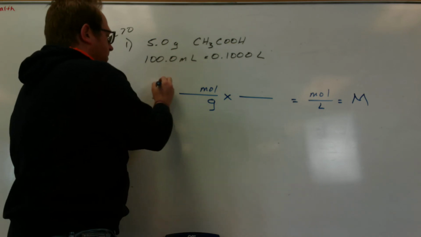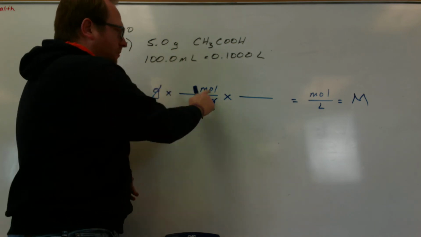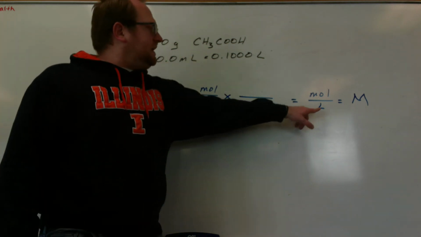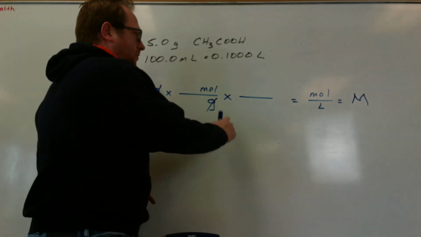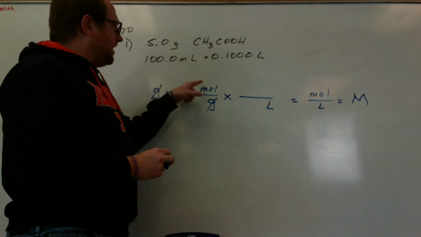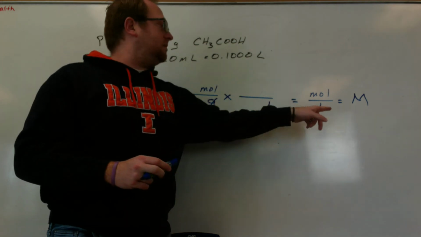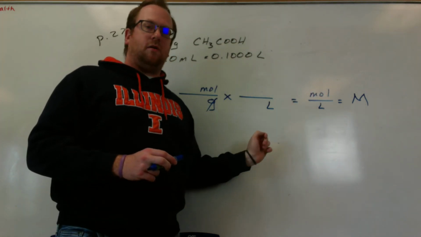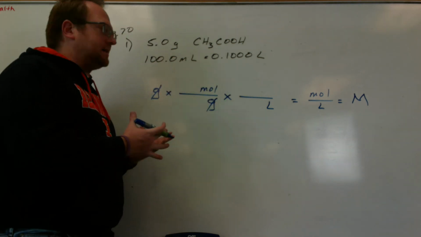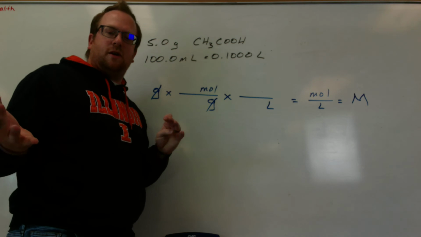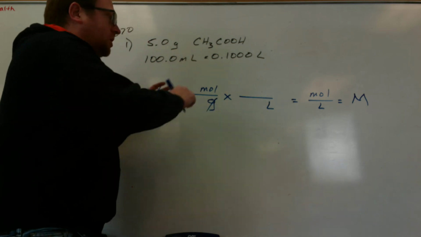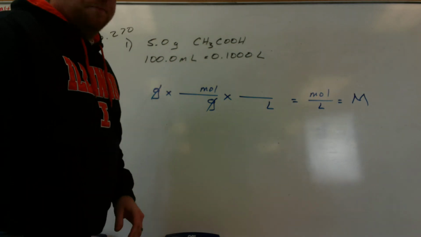All right, so that means grams are going to go away. I'm left with moles on top. That's what I want, so I'm good there. The only thing I need is liters on the bottom. So I've got moles on top, liters on the bottom. I know that my units work out. So when I put numbers in here, assuming I put it in my calculator correctly, I'm going to get the right answer because my units work. So let's go ahead and put in some numbers then.